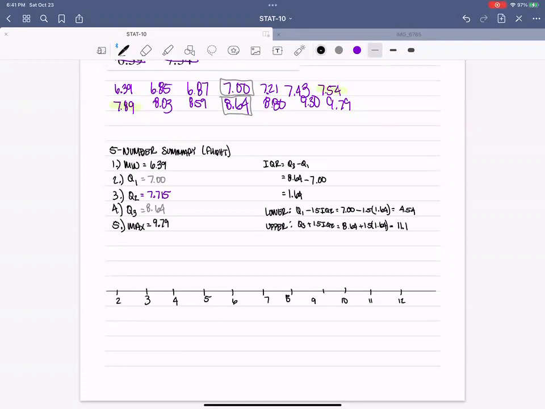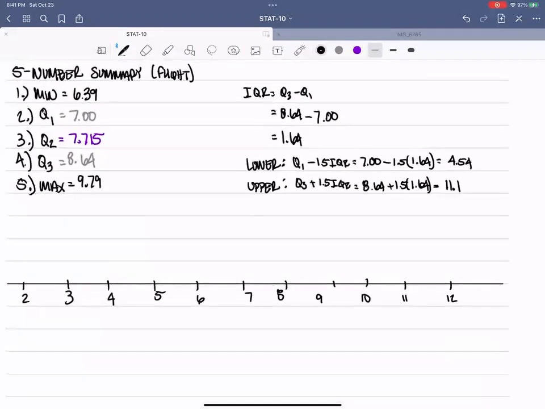All right, starting over. So we talked about the minimum value is 6.34. 6.5 is between 6 and 7, so 6.34 is just to the left of that. Q1 is 7 even, perfect. Q2, 7.715, about here-ish. Q3 is 8.64, a little bit further than halfway. And since those are our quartiles, we're going to box those in. And our maximum value, 9.79.